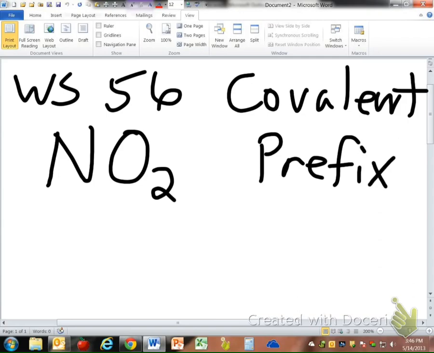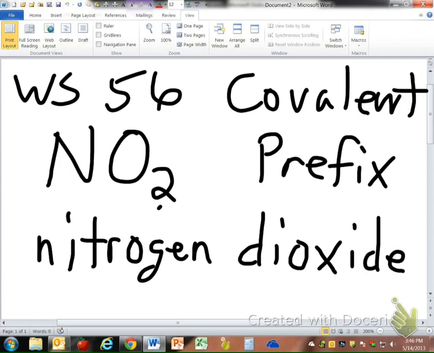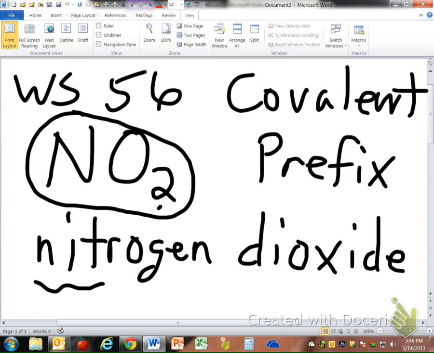And you need to remember where to find those charts in your chapter. I look at nitrogen. There's only one of them. So I'm simply going to write nitrogen. Remember the rule, we do not put mono on the first element. Then I look at oxygen. I notice that it has two. And the prefix for two is di. And remember that the last element will always have IDE at the end. So oxygen becomes oxide. So this formula, NO2, we call nitrogen dioxide.